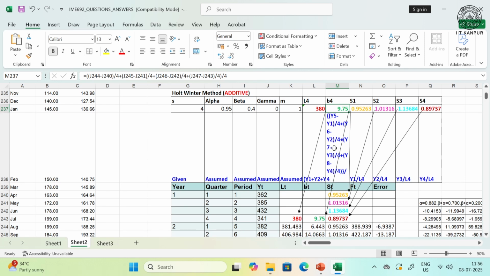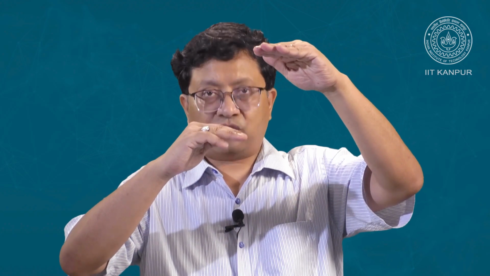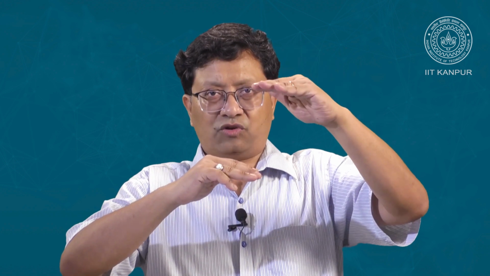Then you find y6 minus y2, which is J245 minus J241. J245 is the value 409, minus 385. So you are moving in blocks: first corresponding to the 5th, then the second corresponding to the 6th, the third corresponding to the 7th, and the fourth corresponding to the 8th, because there are 4 blocks.